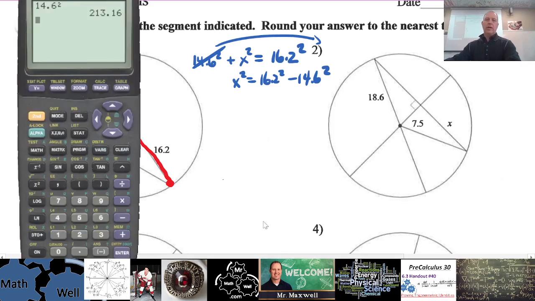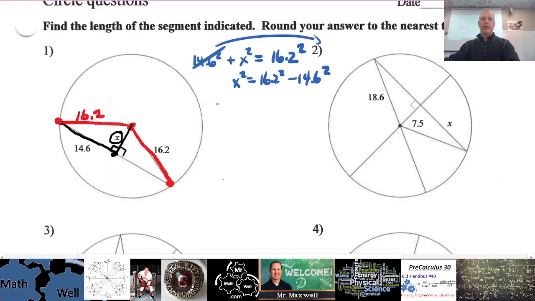On your calculator, you can do it any which way you want. I'll do this. 16.2 squared minus, I already figured out 14.6 squared, so let's use the answer function on our calculator. That's a good idea. Equals 49.28. Okay. Is that my answer? 49.28? Anybody get that for an answer? Okay. Are we done? Is that the final answer?